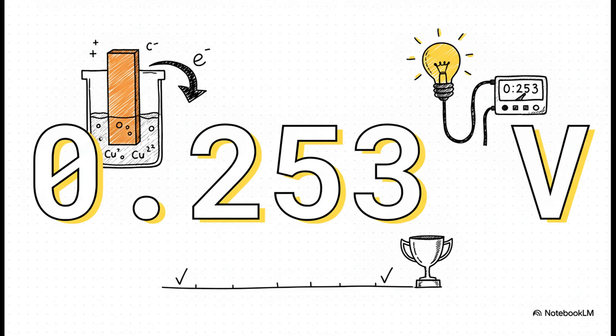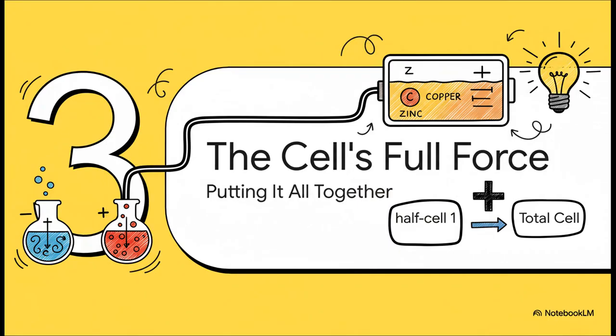The real actual potential of our copper half cell in these very specific conditions is 0.253 volts. And just like that, you've calculated your first electrode potential. Pretty cool, right? Awesome. We've got one piece of the puzzle. But a battery is a team sport. It needs 2 halves to really work.